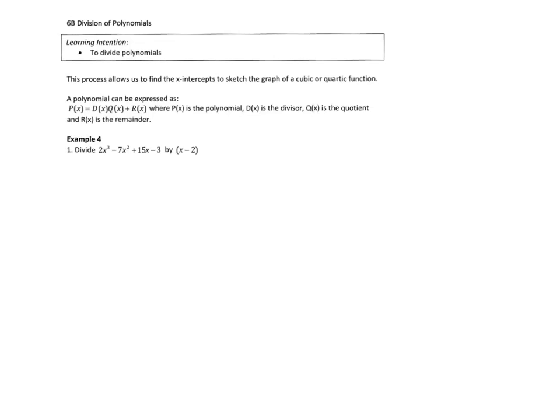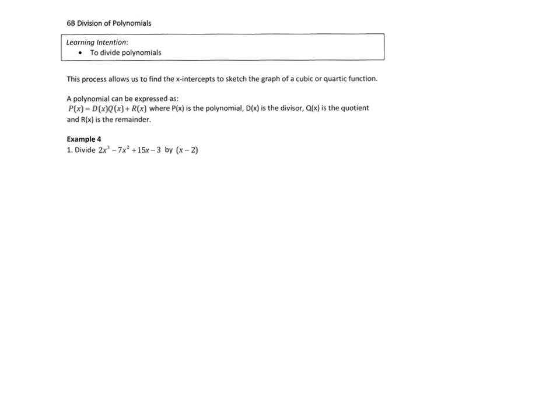So what we're going to be looking at today is division of polynomials, particularly cubics. And so why do we want to be able to do this? Well, it helps us to factorise a cubic. And of course, when we factorise things, we can find x-intercepts for our graph. So let's wind it back a little bit and let's start the process of division.